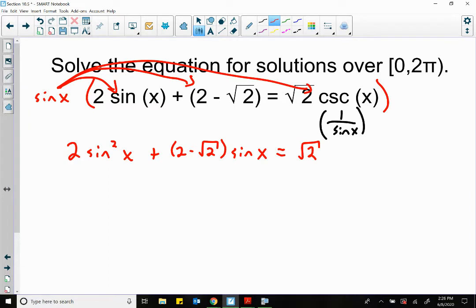Go ahead, pause the video, continue, and do the factoring for this. Be careful with your factoring. And also remember that you need to be equal to 0 in order to factor. And go.